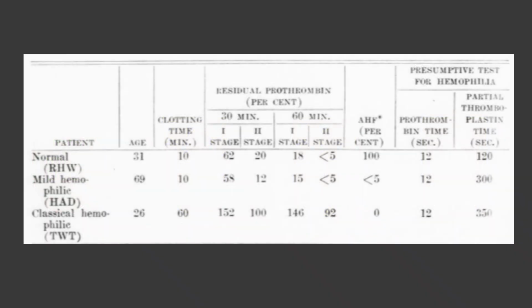Brinkhouse and his team proposed that normal patients utilized more prothrombin in the first stage because of the elusive anti-hemophiliac factor, which they would eventually get credit for discovering and which was eventually renamed factor 8. I think this is a really cool finding because it illustrates how hemophiliacs have this disconnect between the extrinsic and intrinsic pathway, and that is really the root of their bleeding issues.